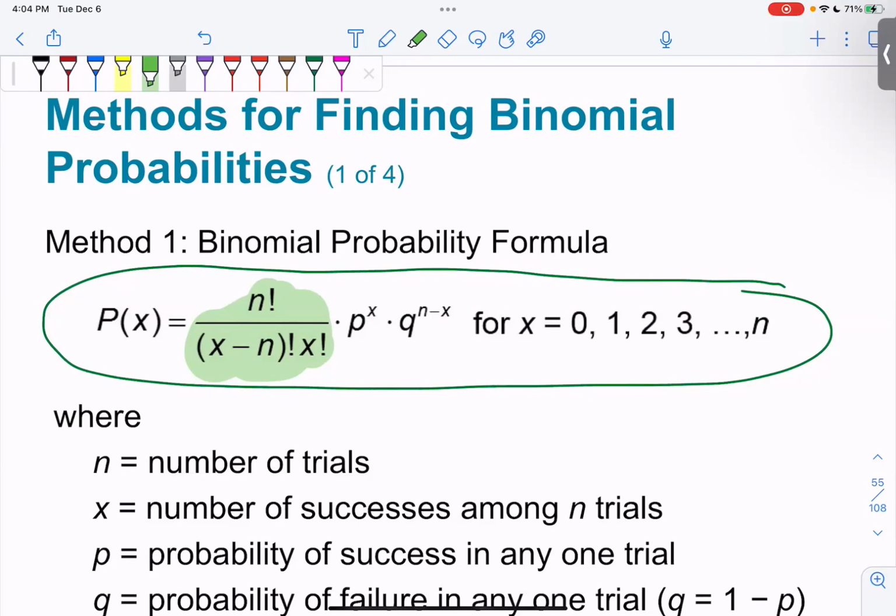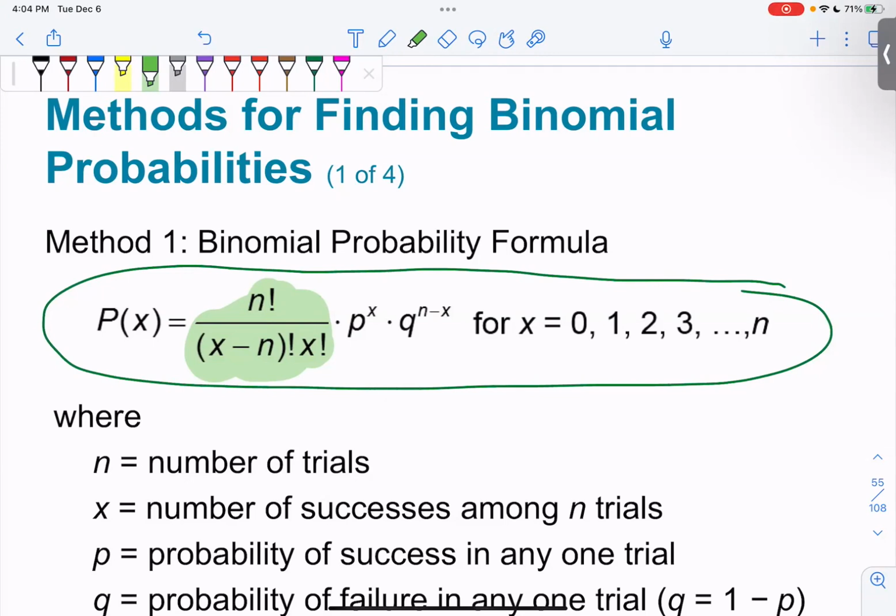The combination, right? Which is X out of N. So the probability distribution, you can write it like this: probability of X equals combination X out of N, times probability of success P to the power X, times 1 minus P, or just Q, to the power N minus X.